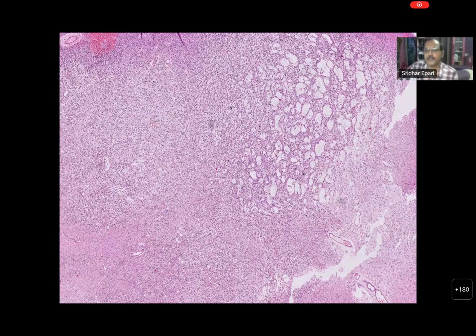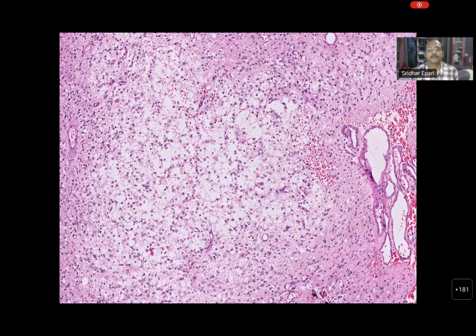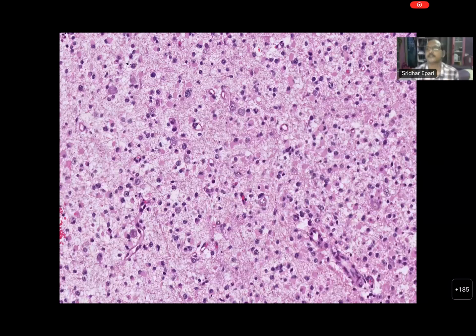So anything else you want to say? Maybe in the next one. So you can see the fibrillary background and typical astrocytic morphology. What is astrocytic morphology? First you talk about the cells, then you can talk about the fibrillary background. There is cellular pleomorphism, sir. There is hypercellularity. First tell me the shape of the cells. They are eosinophilic. You can elaborate the cell morphology here. Describe this area.